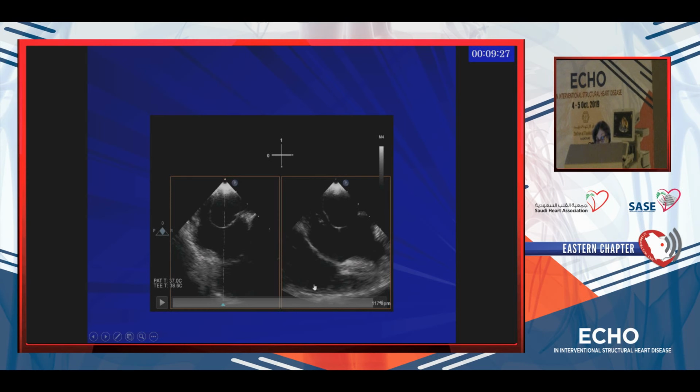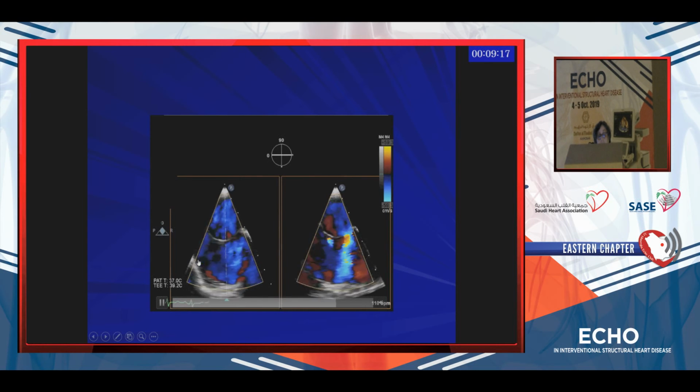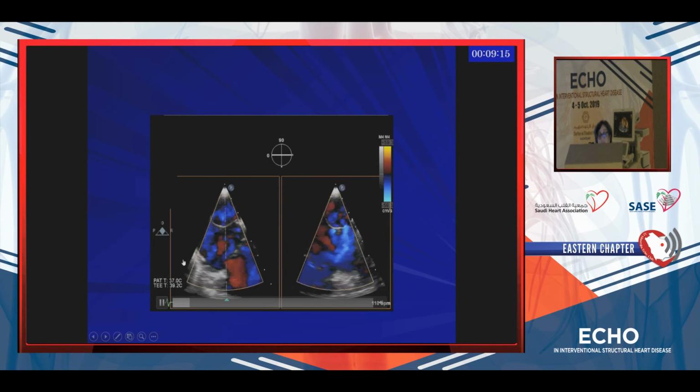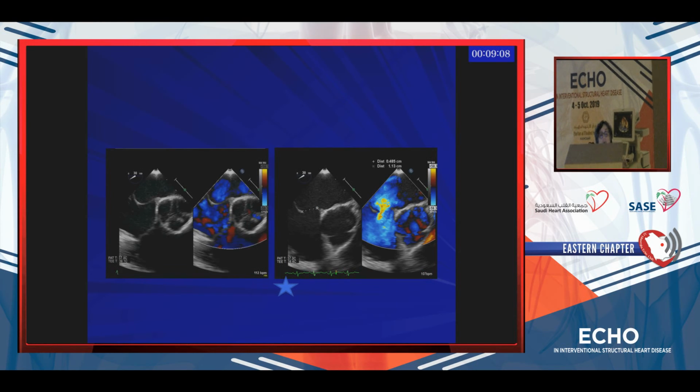You can see the aneurysm in 2 parts, but this is what we are interested in. And there's flow here and flow here. Again, you can see 2 flows, and it was decided that they will be closed. So measurements were done, and he had a reasonable rim on the aortic side.